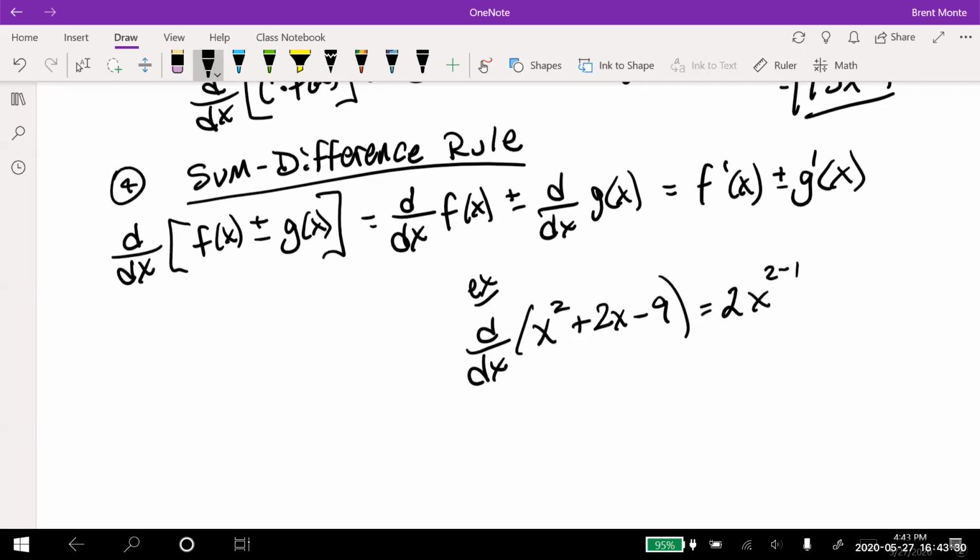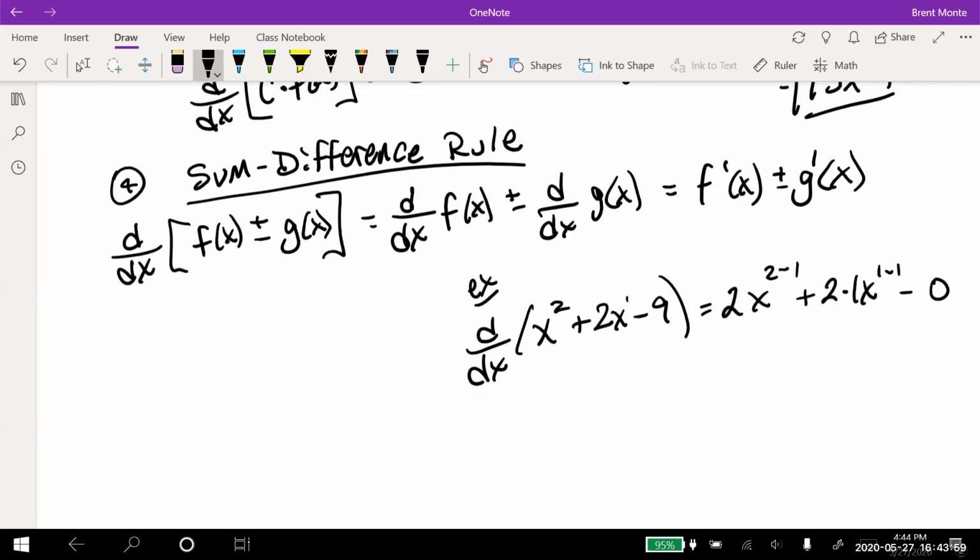Now, with this 2x, one way to see this is that it's really x to the first power, and then 2 times 1 is 2, but then the x to the 0 is just 1. The x essentially goes away. So this is really, and I'm going to write it out, 2 times 1 x to the 1 minus 1. And then remember the derivative of a constant is 0.